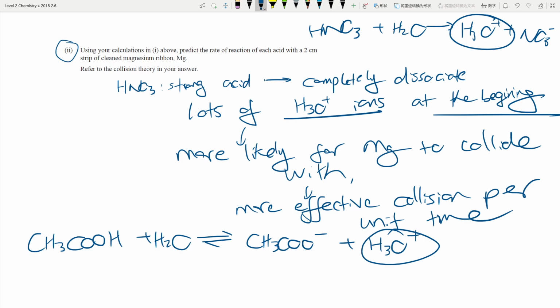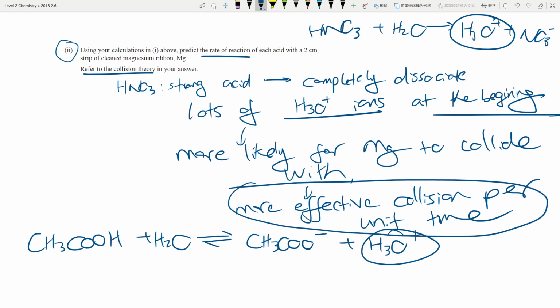Now, if we want to elaborate a little bit more, again, whenever they say refer to the collision theory, whenever they say predict the rate of reaction, you have to talk about the effective collisions per unit time, compare the frequency of successful collisions. But if I were to answer this question, I'll actually do a little bit more than what the marking schedule has asked me to do, just to show them I understand Le Chatelier's principle. So this is extra stuff, okay? This is not part of the schedule.